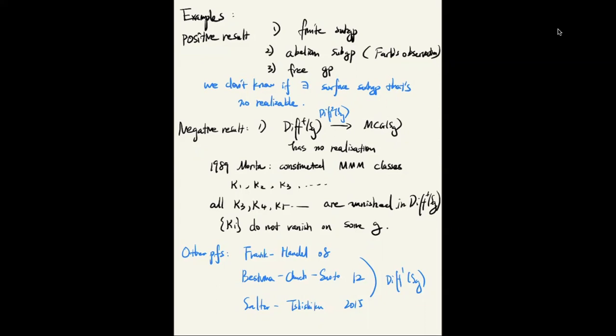So I forgot to say that here, Morita showed that all of these classes vanish here, but they do not vanish for some G in the mapping class group. And so there are some cohomology classes in here. When you are pulling back, you do not see them in the diffeomorphism group. So you cannot have a section. So this implies that no section can exist.